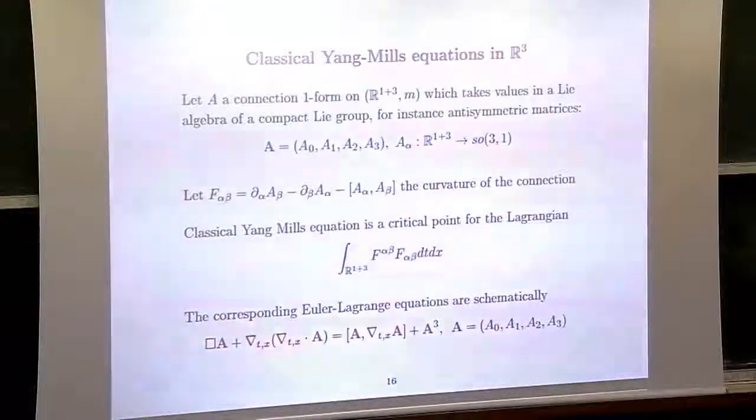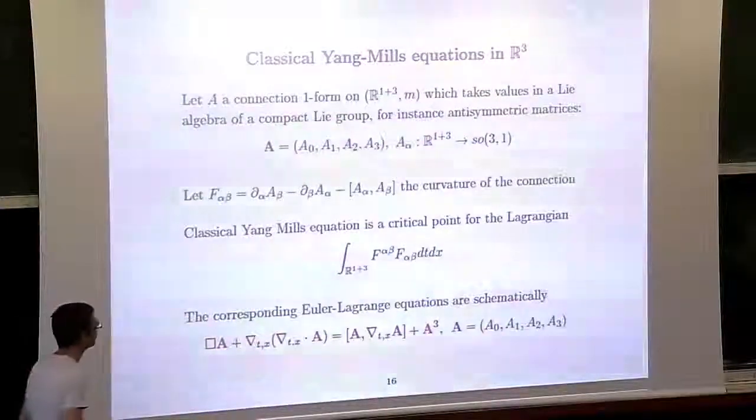So what is this connection? This connection one-form is related to a curvature, which is defined as follows. The curvature of the connection is F_alpha beta equals D_alpha A_beta minus D_beta A_alpha minus the Lie bracket of A_alpha and A_beta. Here it's the Lie bracket of your algebra. For us, it's the Lie bracket associated to anti-symmetric matrices, so it's an anti-symmetric product of the matrices.